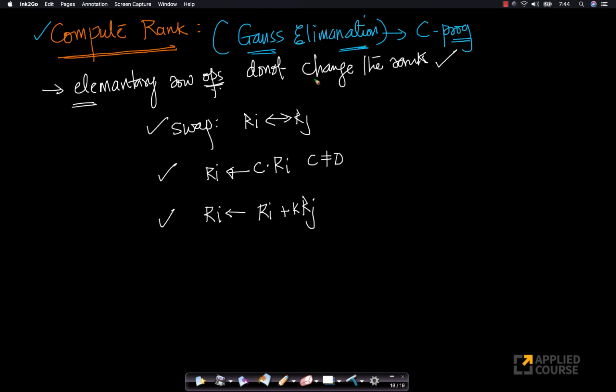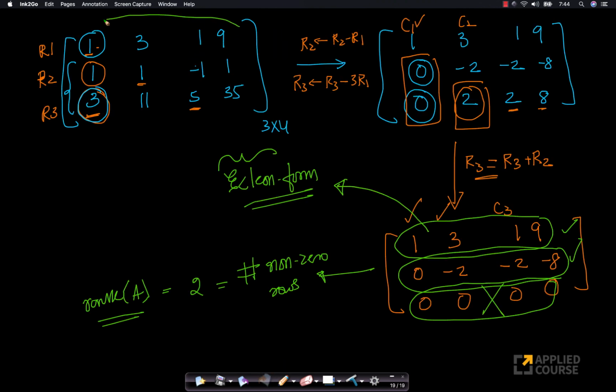And this whole process, Gauss elimination, tries to do the following: given a matrix A, it converts it into echelon form and counts the number of non-zero rows. The whole conversion only uses valid elementary row operations. So let me tell you what an echelon form is. Any matrix which follows these two properties is said to be in echelon form.